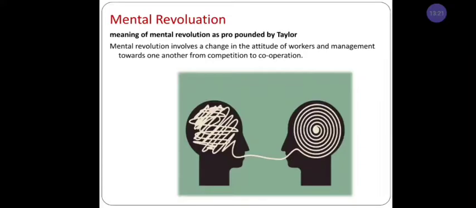This mental revolution you can expect compulsorily for 2 marks in Section B. The first question will be this mental revolution. That means mental revolution is nothing but changes in the attitude of workers and management towards one another, from competition to cooperation. This is called mental revolution.